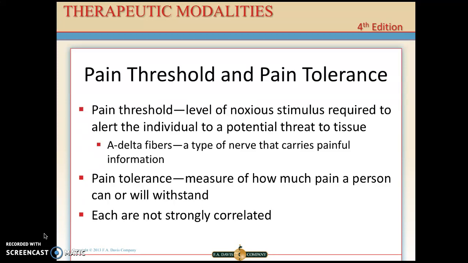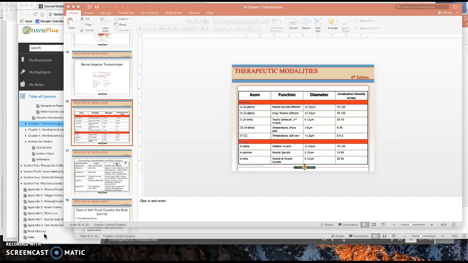So if you recall our discussion about different tissue types, different nerve types is what I mean to say, you'll remember that we talked about A delta fibers and C fibers and A alpha fibers. Okay. So what I was mentioning is these different types of neurons.